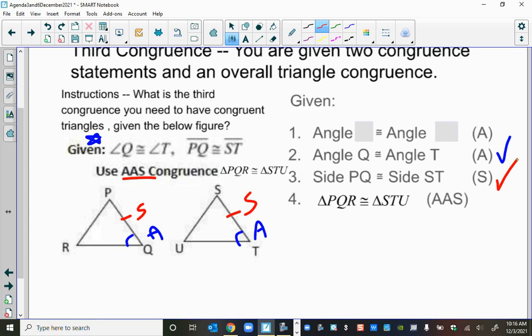All right, so we need the AAS. You could also go SAA. I would be okay with that. So now we need to figure out, we have a side and an angle, so we need another angle. Let's look at the left triangle. Which angle would work such that we would have AAS or SAA? Which angle? So look at the left triangle first. Why do you want to say R?